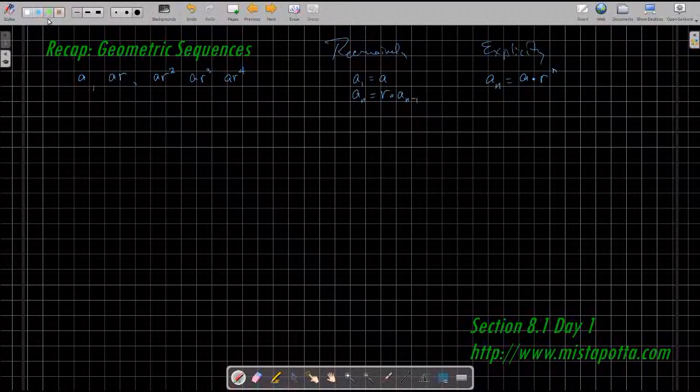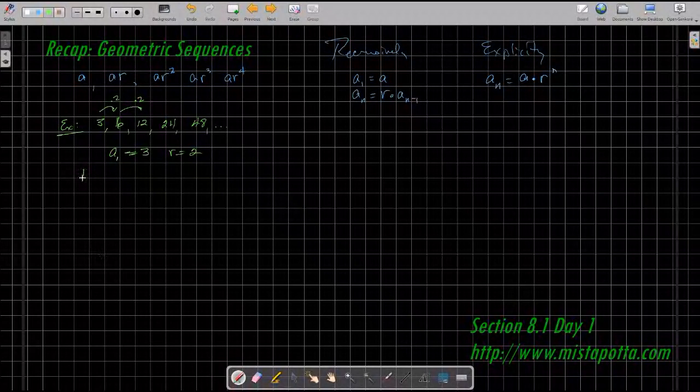So let's say that I start off with an example of this sequence. I've got the sequence that goes 3, 6, 12, 24, 48, etc. So I've got this sequence, and it's pretty clear what my first term of the sequence is. A1 is 3. And it's also clear how I'm getting to the next term of the sequence. I'm multiplying by 2. So my common ratio in this case would be 2.